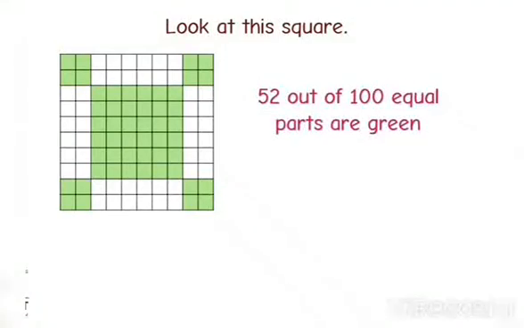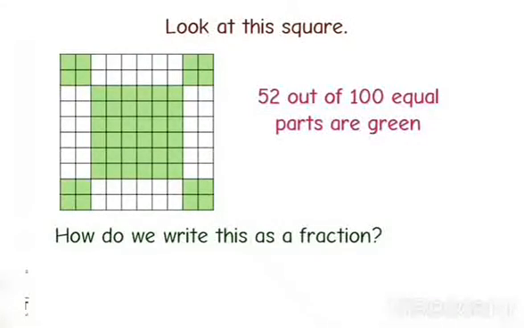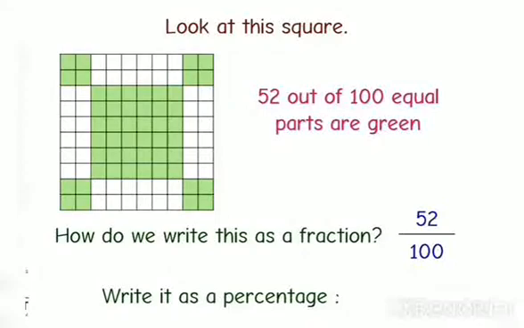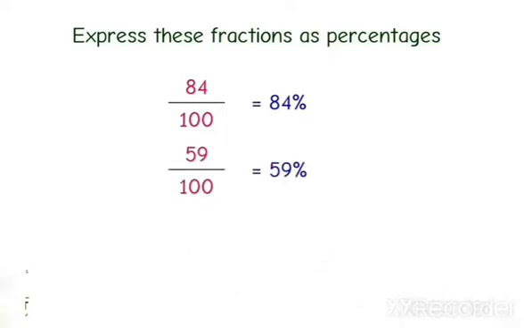Look at this square. 52 out of 100 equal parts are green. How do we write this as a fraction, children? 52 upon 100. And in percentage, we write it as 52%. Express this fraction as a percentage. 84 upon 100 is equal to 84%. 59 upon 100 is equal to 59%. 71 upon 100 is equal to 71%.